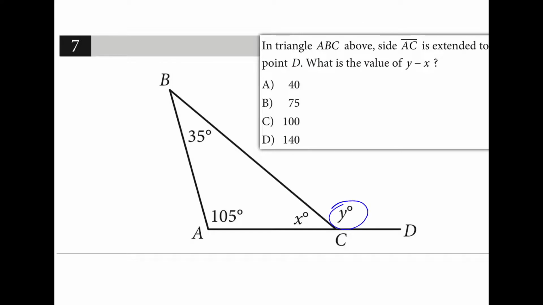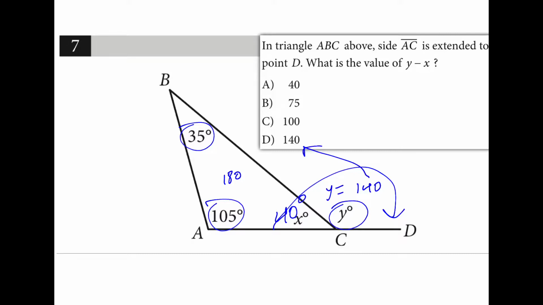If you remembered that exterior angles like this are equal to the sum of the opposite two, you can find out right away that y is equal to 140. Otherwise, you just take 180 minus a couple of times because the interior sum has to be 180, and this is a linear pair. If you do that, you'll figure out that this is 40 degrees over here. Now, it's very tempting once you find 140 to pick the answer, but they want to know the value of y minus x. So we're looking at 140 minus 40, which is 100.